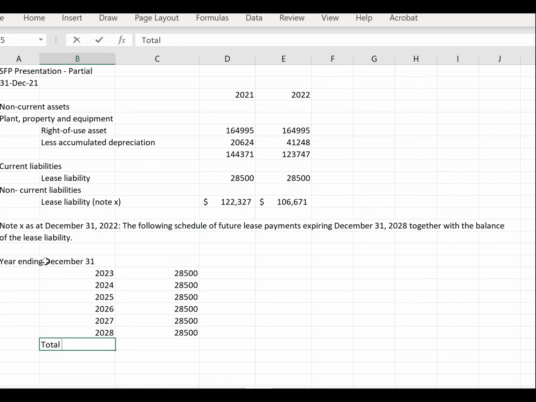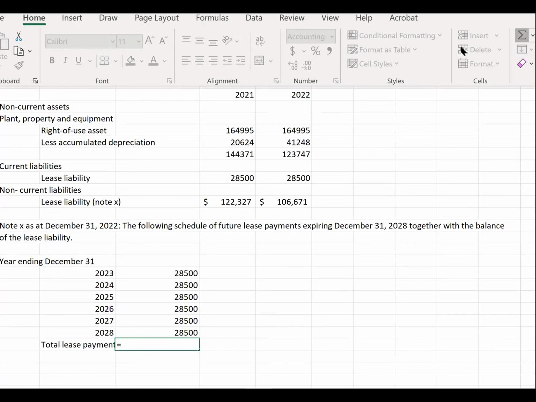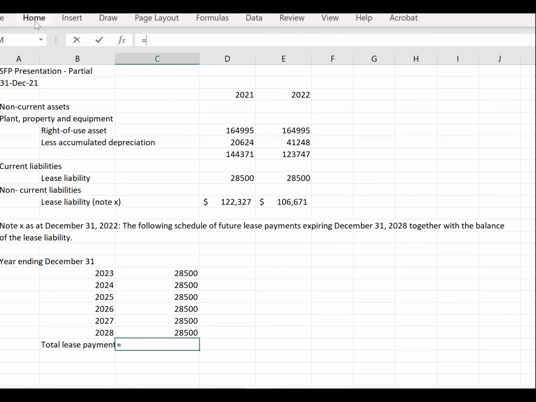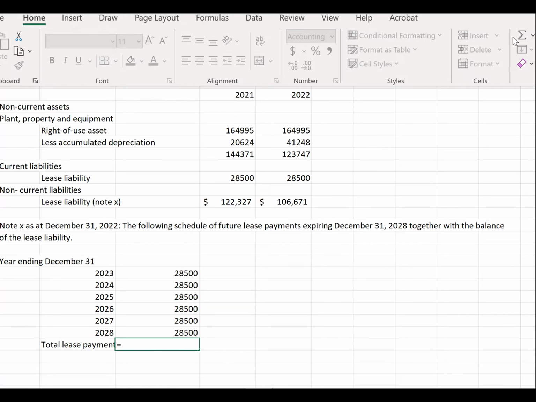Now we're going to say total lease payments. And this won't match to our schedule above perfectly because remember, we have to be careful what periods we're picking up. So this is only for 2023 forward. So let me show you what I mean.